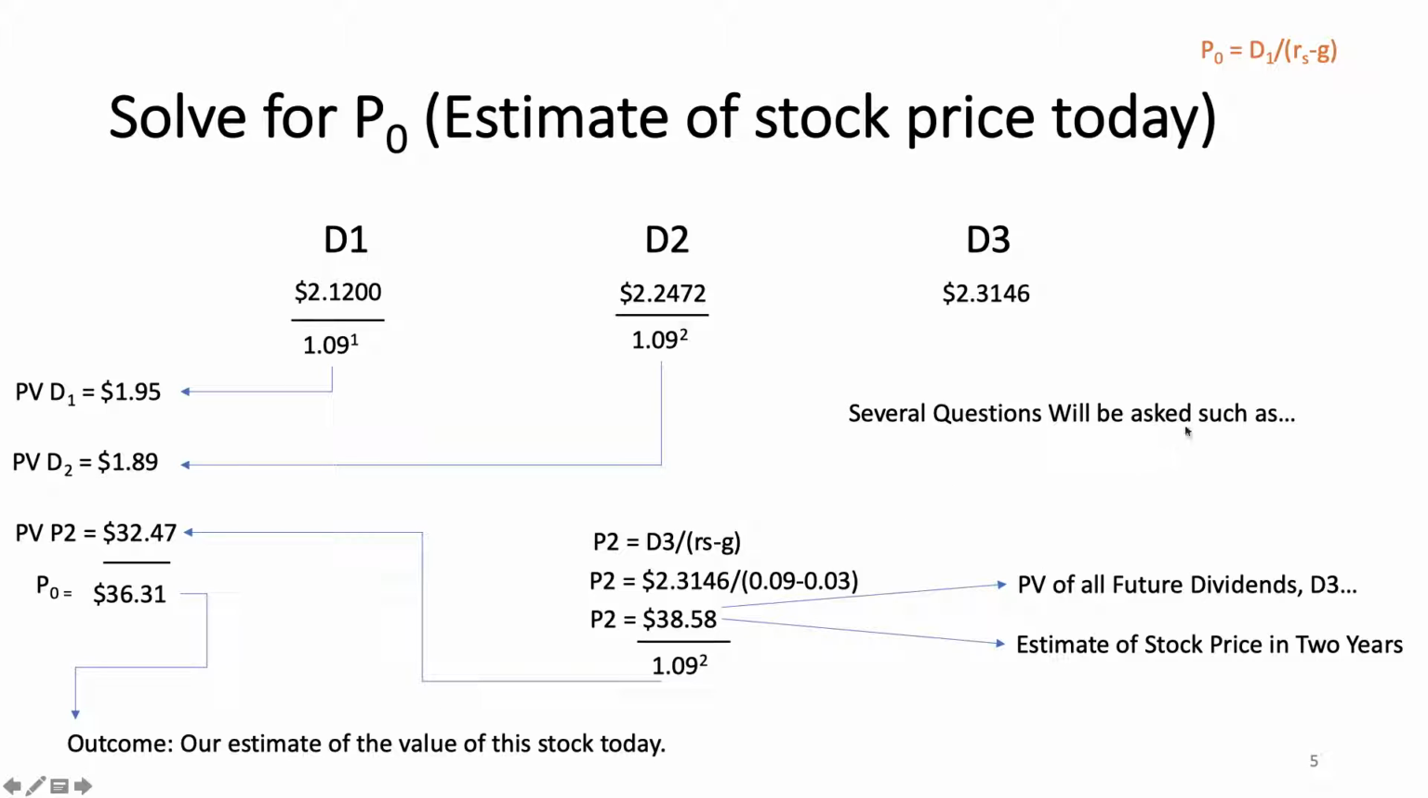Now, several questions, however, will be asked. For instance, on my exam, you might see a question that says, refer back to this variable growth stock that you just did all this work for, and maybe question 9 asks, what's the dividend expected to be in year 2? Another question might say, what's the present value of the first dividend? A third question might ask, 2 years from now, what's the present value of all expected future dividends? Well, that's this number, 38.58. Or another question could be, what do we think the price of the stock will be in 2 years? It's the same answer, 38.58.